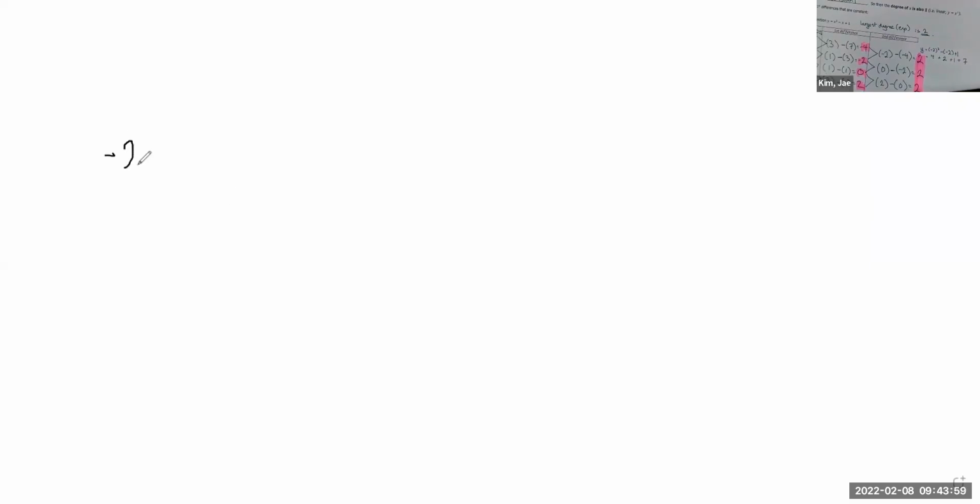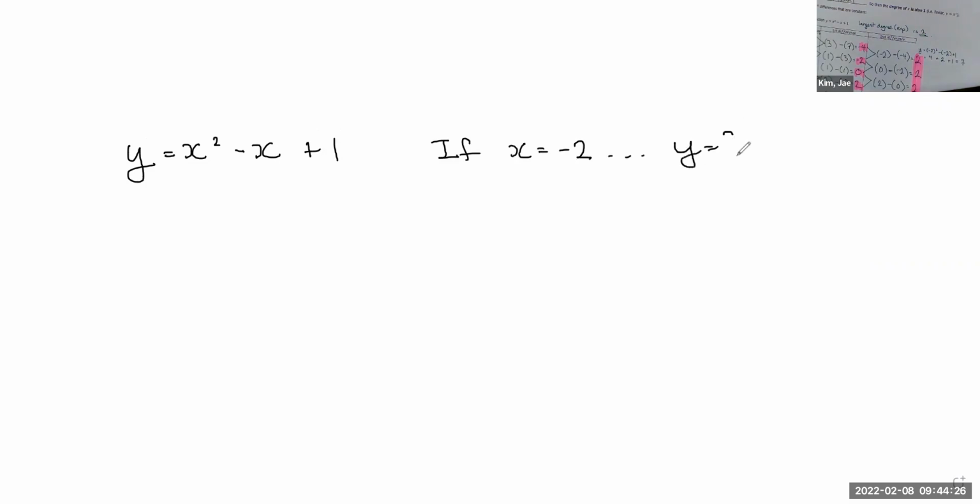So we had -2 with a 7, and you had -1 with a 3. Are you asking how I found the 7? Then I'll backtrack. The equation was y equals x squared minus x plus 1. If x was -2, I need to find out what y is. So I plugged it in. Every time I see an x, I plug in a -2.